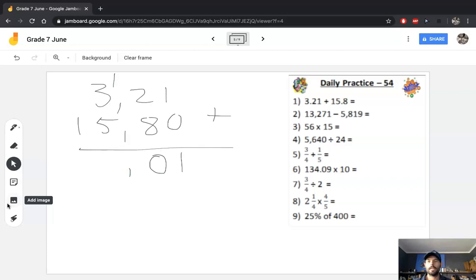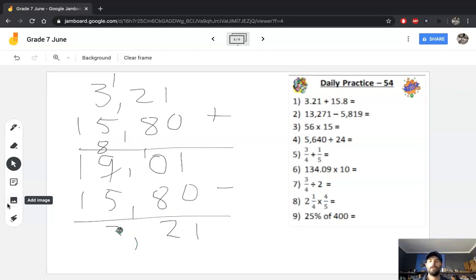3, 5 is 8, plus the 1 is 9, and then I've got 19,01. Your checking strategy there is to perhaps subtract 15,8 from 19,01, and that should leave us with 3,21. And let's have a look if that is indeed the case. Okay, decimals line up, and there you have 3,21. So our answer must be correct.